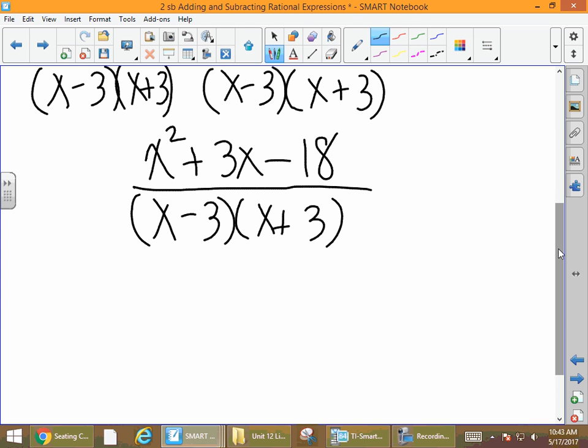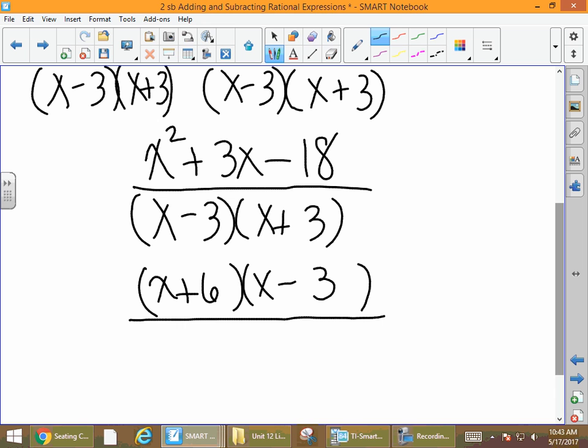And we are not. And as I'm running out of time here, I do want to say that we can factor the numerator. I'm not going to show my work to show that. But we can factor the numerator, and it's going to be x plus 6 times x minus 3. And I did not show any work on that. You would have to go back and split the middle.